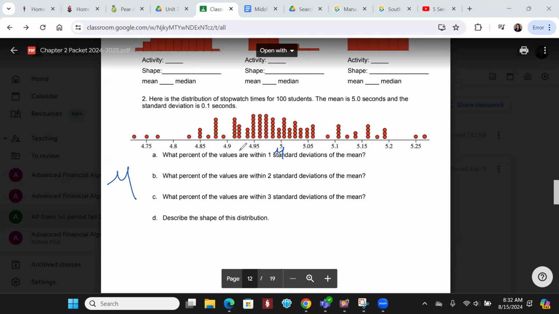So if I take 5 and I add 0.1 to it, what number does that give me? 5.1. Okay, so this is going to be 1 standard deviation above the mean. So we're going to represent that with mu plus 1 sigma. I'm going to write that out to the side.